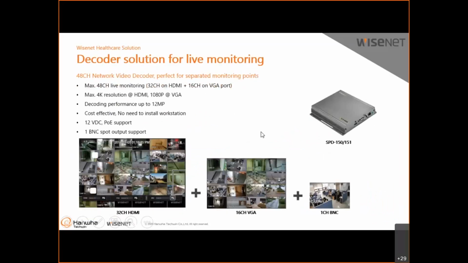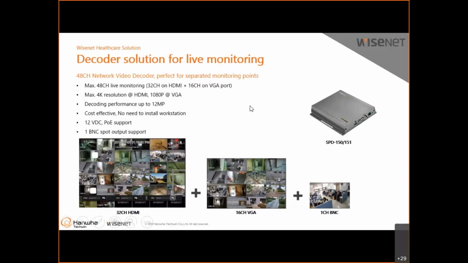And this is a decoder solution, actually. In a hospital or some healthcare institute, I'm quite sure there will be quite many monitoring points. So not only in the central monitoring room, but maybe in the nurse station or in the guard room, there are many points where you need to monitor the cameras. In this case, you can use this video decoder, which can support a maximum of 48 channels of live monitoring: 32 channels from HDMI and 16 channels from the VGA port. This decoder can support a maximum of 4K resolution from the HDMI output, and HD from the VGA.